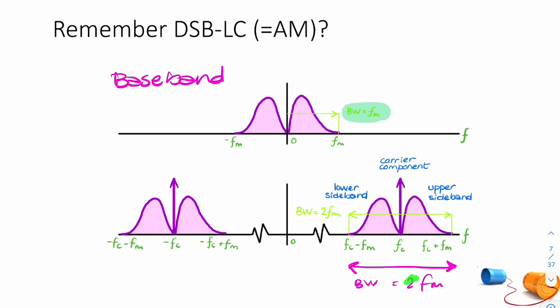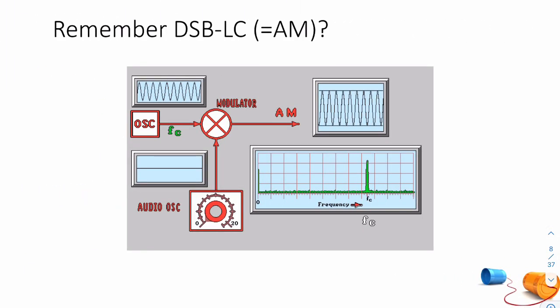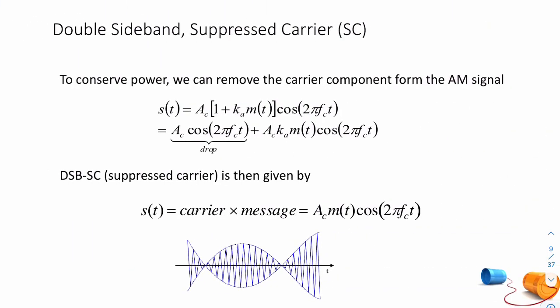Why is it twice FM? Because we have an upper sideband and a lower sideband, and that's why we call it double sideband. So when we talk about DSB-LC, we have a large carrier. When we talk about DSB-SC, as we will in a minute, that carrier component disappears. So now we're going to talk about suppressed carrier.